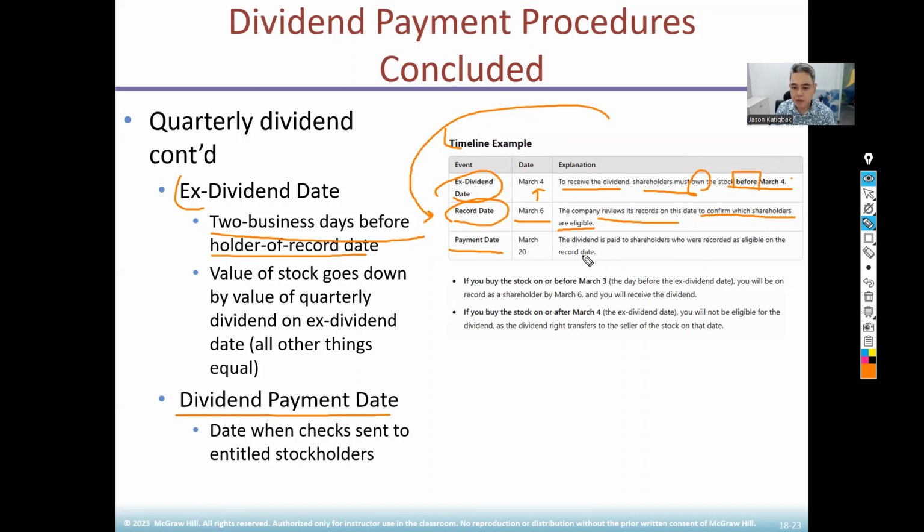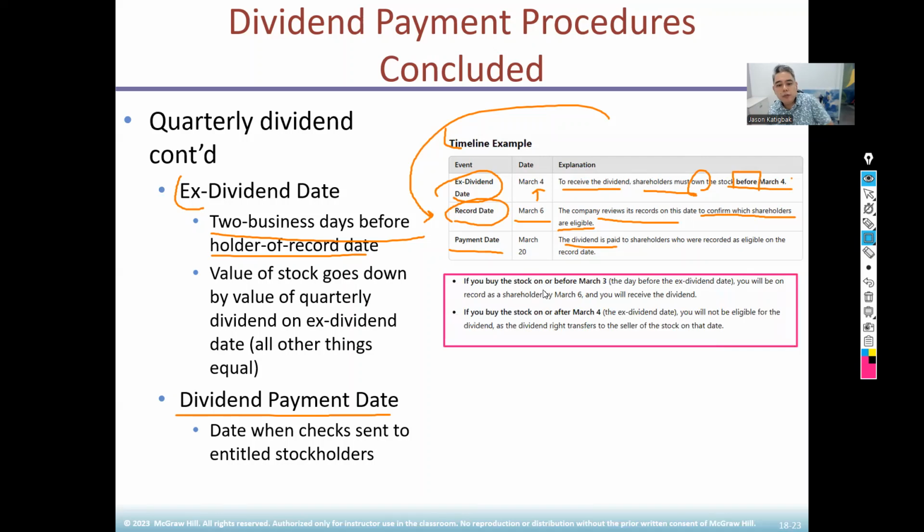And then the payment date is actually when the dividend is paid to the shareholders. One important thing to note is that, for example, if you buy the stock on or before March 3rd, you will be on the record as a shareholder by March 6th, which is the record date, and then you will receive dividends. But if you buy the stock on or after March 4, then you're not going to be eligible. You'll be on the next cycle.